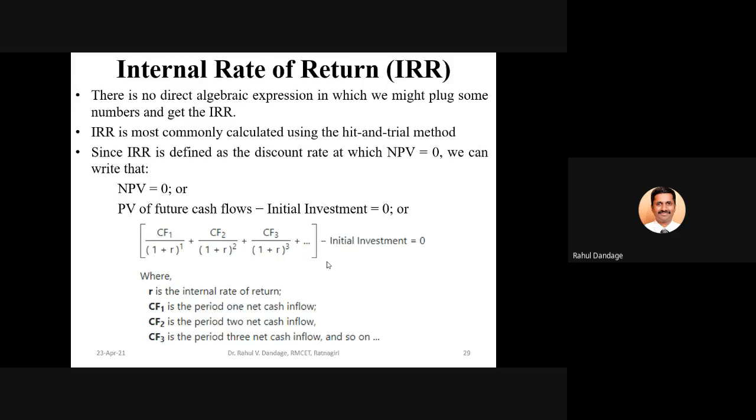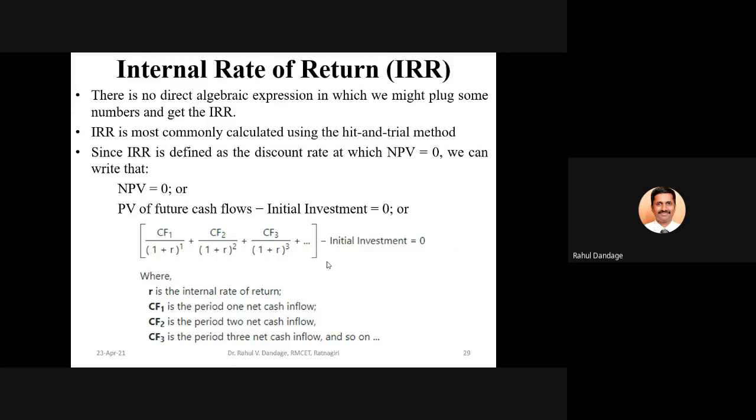There is no direct algebraic expression in which we might plug in some numbers and get the IRR. So there is no method by which we can directly get the IRR value. It can be calculated by two different methods. One is the hit and trial method. We simply put in certain values, and the value for which we get approximately the net present value equal to 0, we may say is the internal rate of return for that particular project.